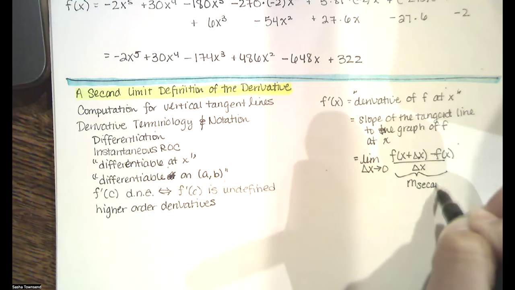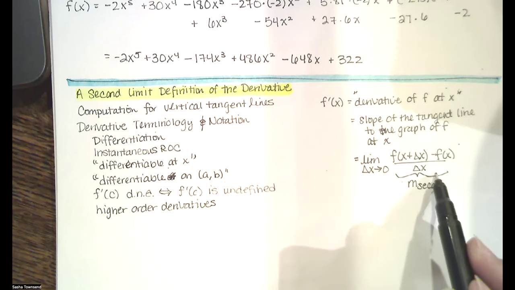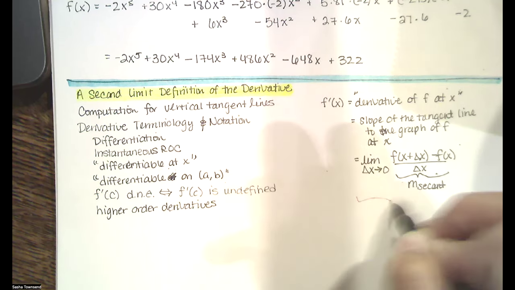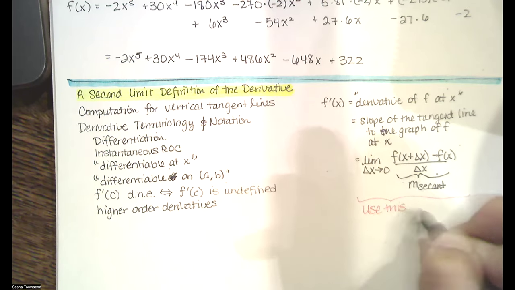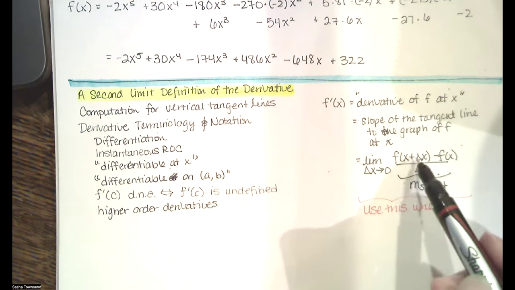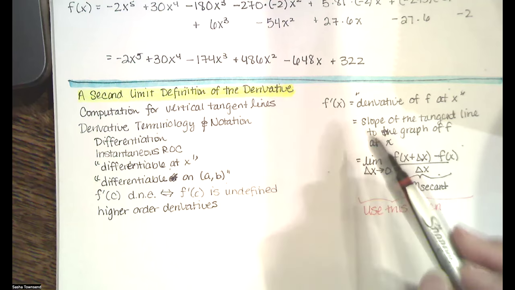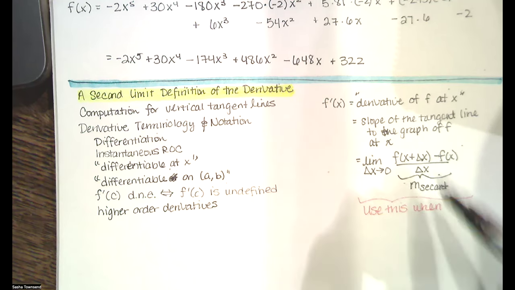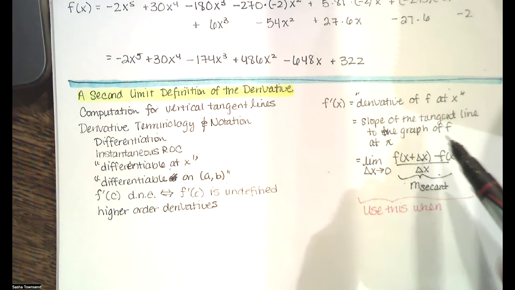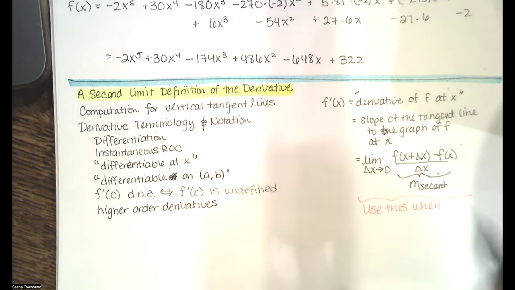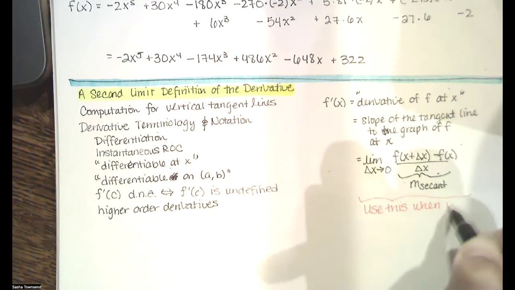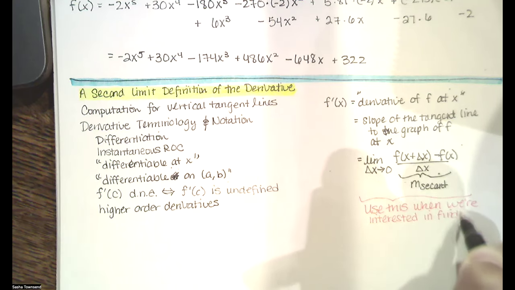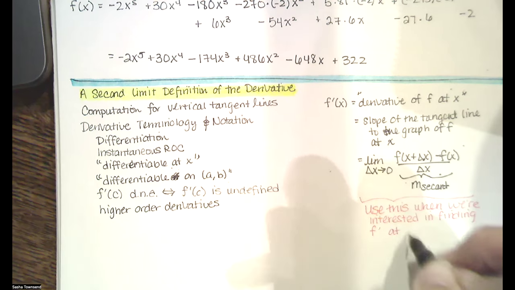We can think of this as the slope of the secant line. And if we take the limit of the slope of the secant as the denominator goes to zero, we get the slope of the tangent line. This is a definition that I would use when I am interested in finding the derivative at more than one location. So if I don't know what x value I'm interested in, but maybe I'm interested in the slope of the tangent line at a number of different points, I would use this to find a formula for the slope of the tangent line. And then once I have that formula, I can plug in various x values like we did in the last video. So we'll use this when we're interested in finding f prime at more than one value of x.